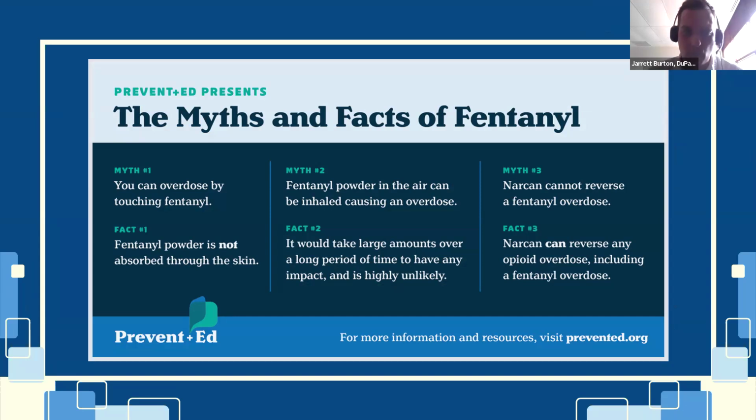So the first one, myth number one, you can overdose by touching fentanyl. This is like the biggest myth about it. Fentanyl powder is not absorbed through the skin in that way. It's just not the way that it's synthesized, not the way it's created. So, touching a door handle that has a speck of fentanyl on it is not going to cause an overdose.